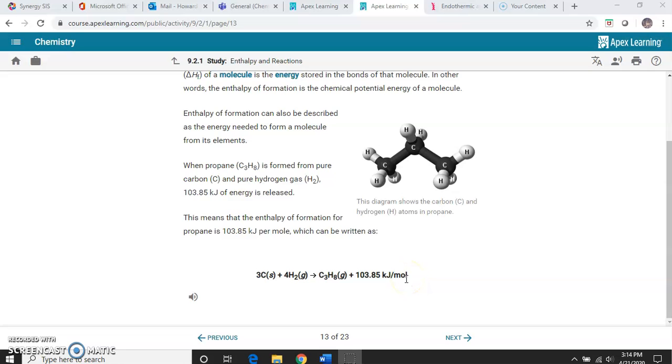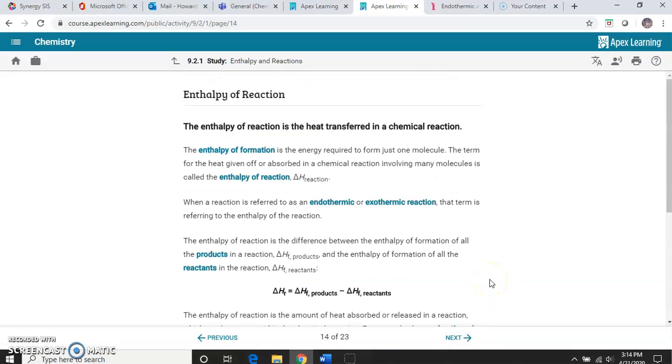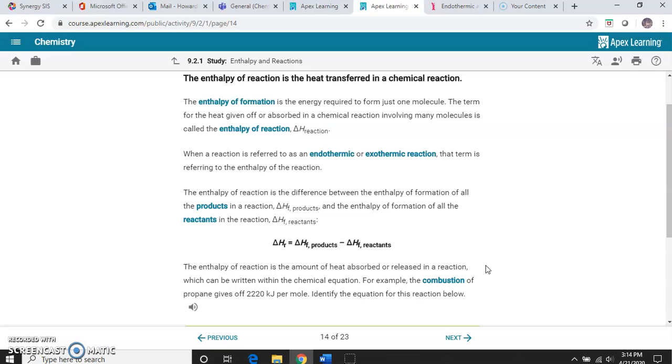So this right here is an exothermic reaction because the energy is written on the product's side. Okay, so propane is formed from pure carbon and hydrogen gas, H2. This energy is released as an exothermic, so they write it on this side. So with this, we can look at the formula or calculate the enthalpy of formation. It's required to form just one molecule. But for the whole reaction, we call it the enthalpy of reaction.